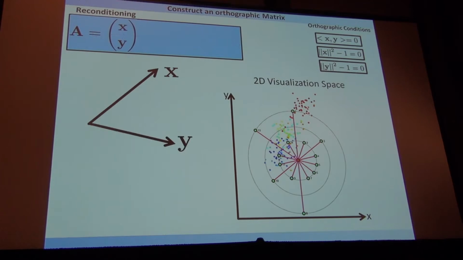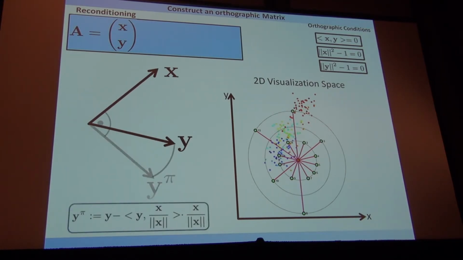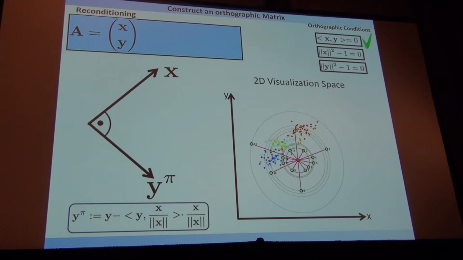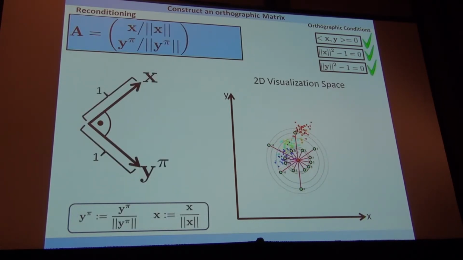The second possibility is to apply a geometrical reconditioning. Here, the y vector is projected onto a vector which is orthogonal to the x row vector, which fulfills the first condition. And now both vectors are normalized to unit length, which fulfills the remaining conditions. And also here we now get orthographic star coordinates.